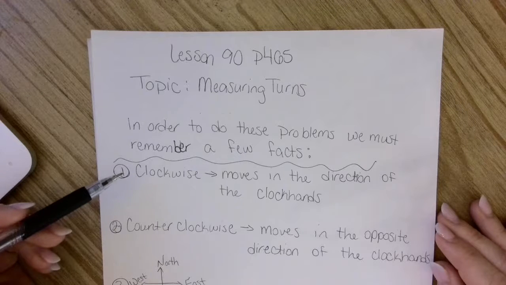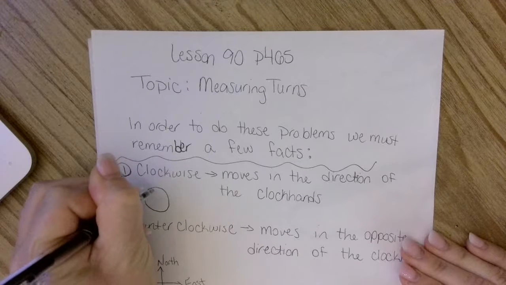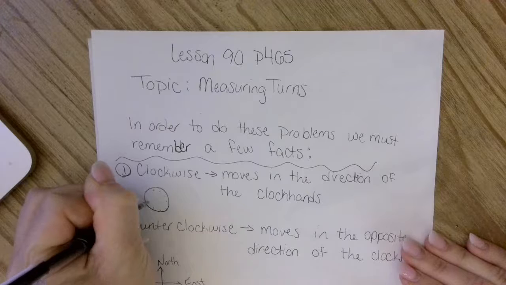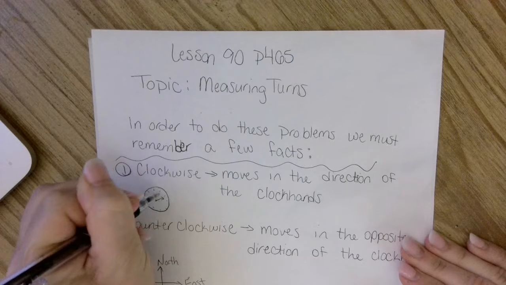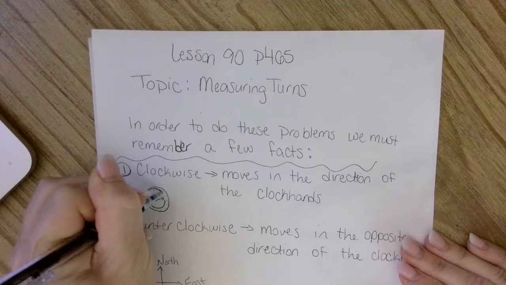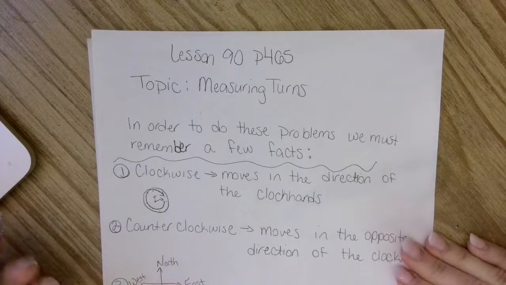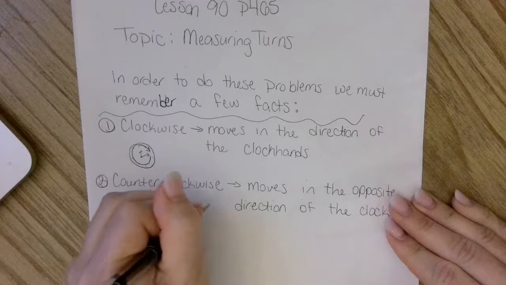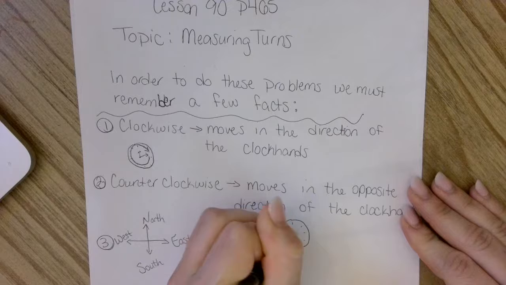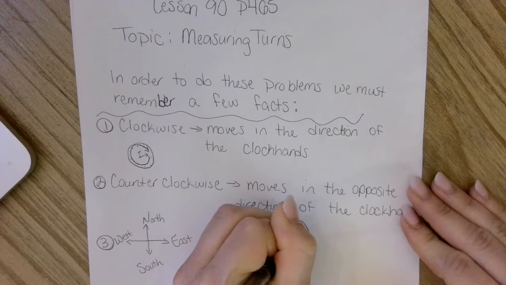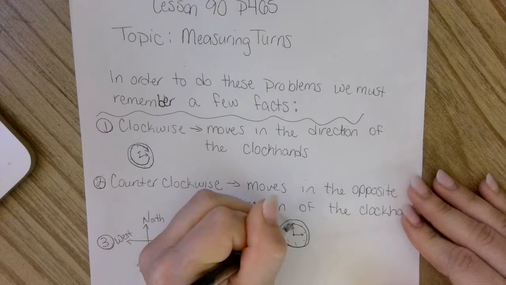Clockwise moves in the direction of the clock hands. If you have a clock, and I'm not going to draw it completely accurate, those hands are going to be moving in the normal direction of a clock, so the hands will be moving in this direction. Now, counterclockwise is the opposite of that. Again, if you have a clock, I'm not going to draw it to scale, then you are moving in the opposite direction of those clock hands.